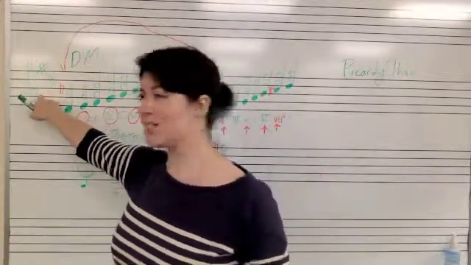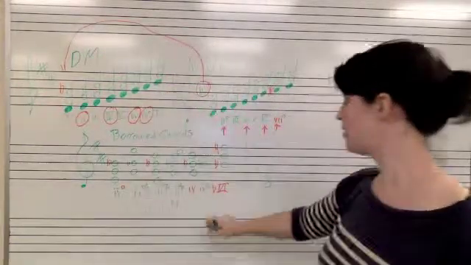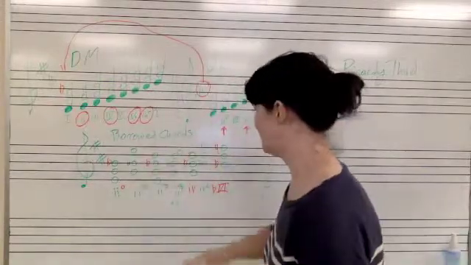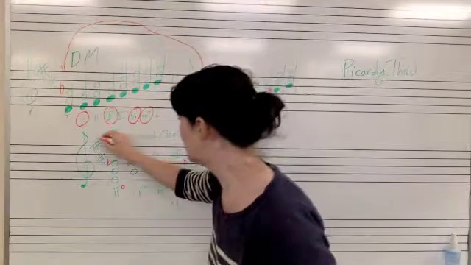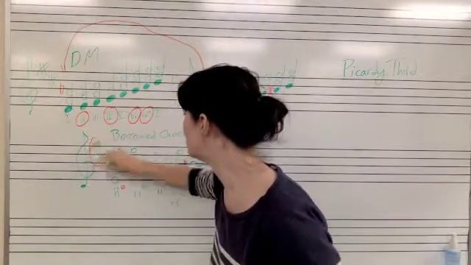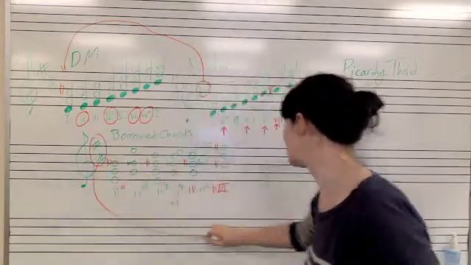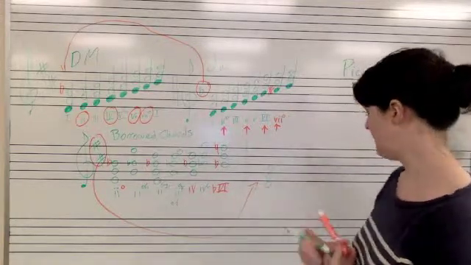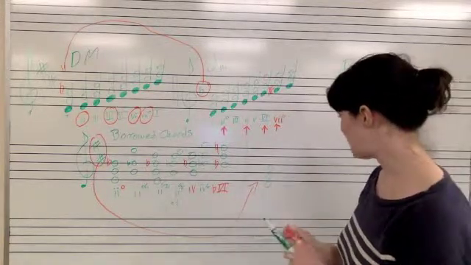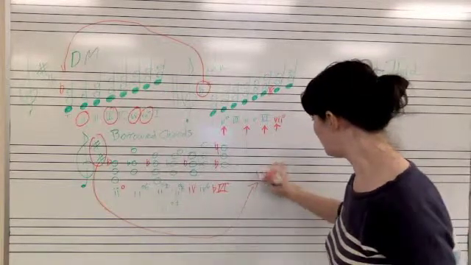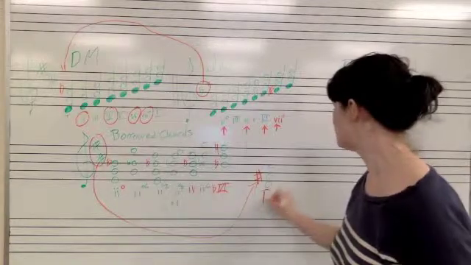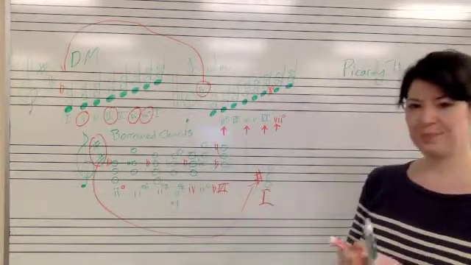We borrow the key signature from D major, right? This guy right here. And we slap it onto this chord, all right? So we add an F sharp and raise it up to a major chord, all right?